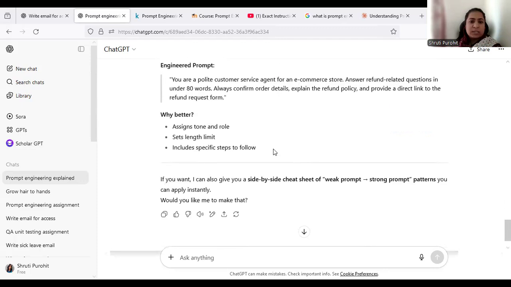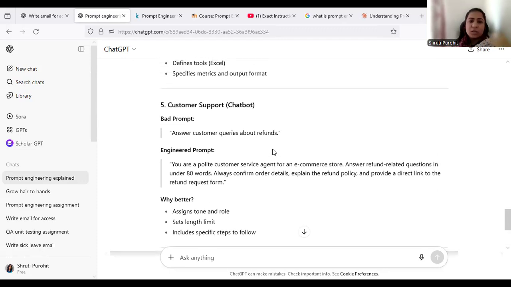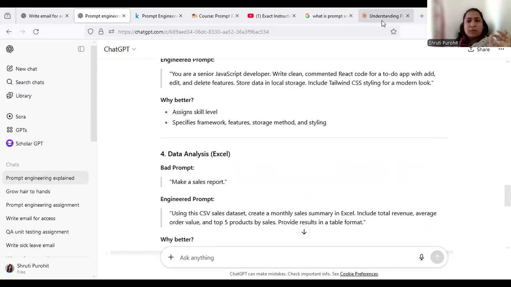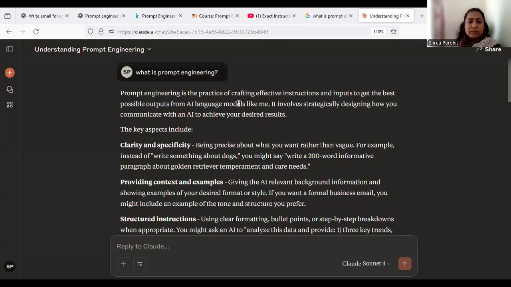Same for data analytics, same for customer support. So prompt engineering will be useful if you are in any role. Okay. So this is the one demo from ChatGPT. Okay. Now next see what exactly prompt engineering is in Claude, what will be the output of this. Okay. So let's go ahead.